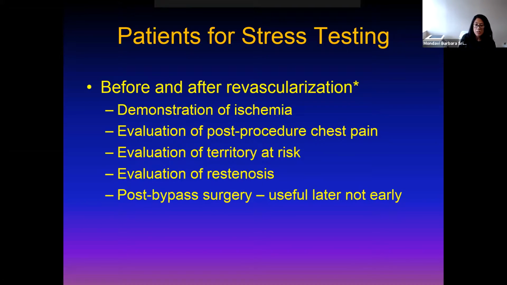Finally, if a patient does have multivessel disease, looking to see how many territories are at risk. Is this something that is fixable with just PCI of a vessel here or there, or is this someone that would benefit better from surgery?